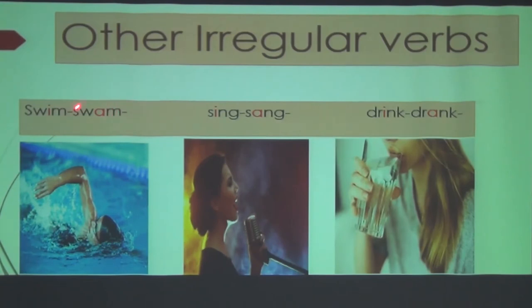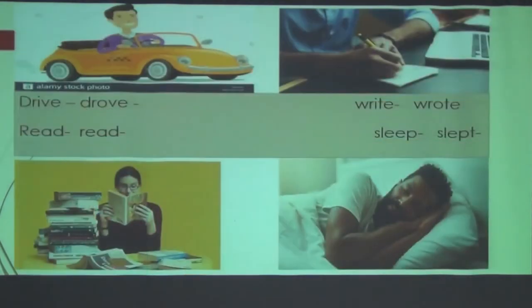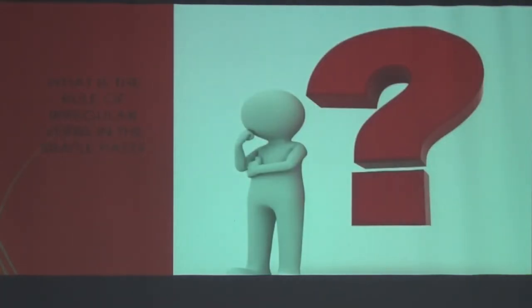Picture number one, we have swim, and the simple past is swam. Sing, sang, drink, drunk, okay? This verb here, drive, drove, write, wrote, read, read. I repeat, read, read, sleep, slept, okay? So I have a question for you again. What is the rule of irregular verbs in the simple past? It's completely different from regular verbs, okay?